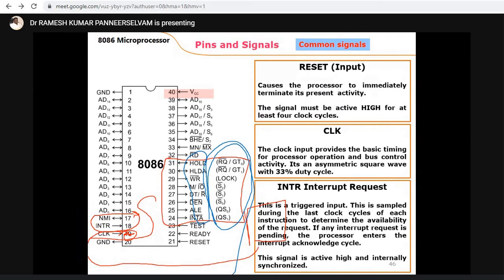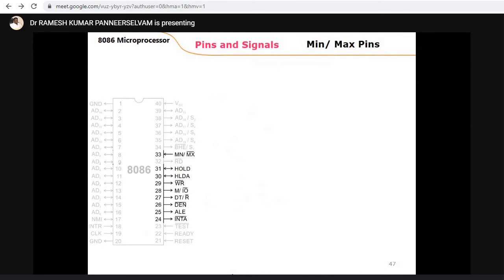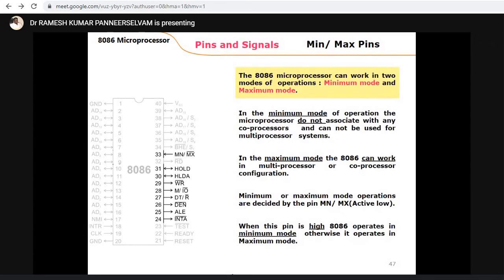So now that is the next slide. The 8086 microprocessor either works in minimum mode or maximum mode. When it is in minimum mode, the particular thing is indicated by pin number 33. So the 8086 microprocessor can work in 2 modes of operation: minimum mode and maximum mode.